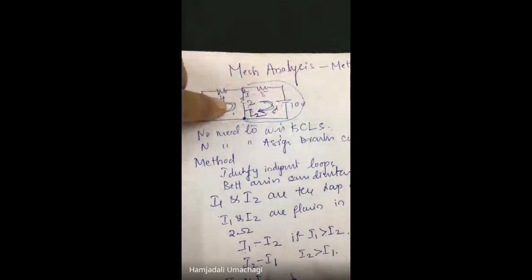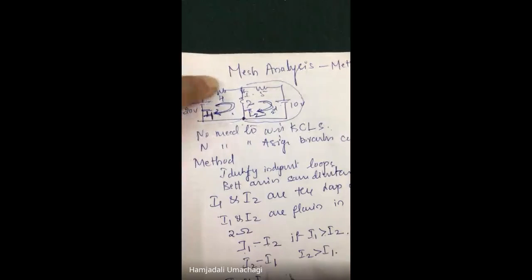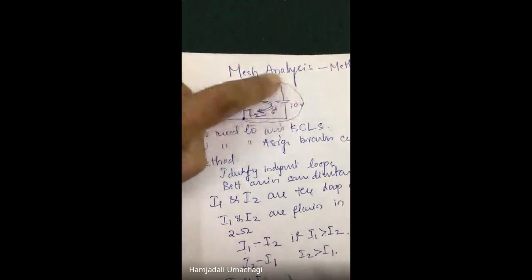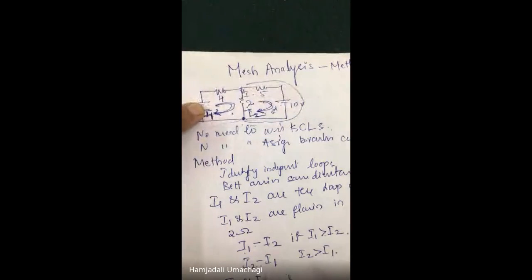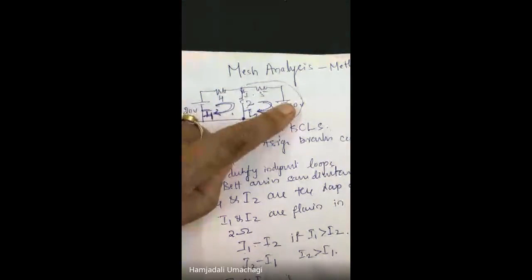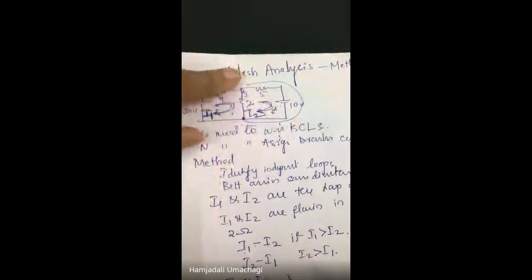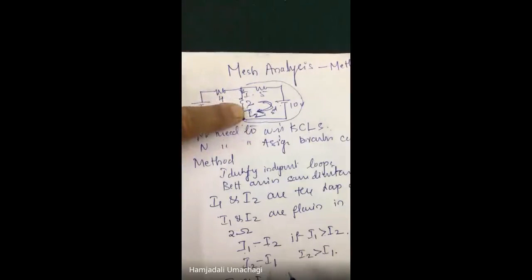Between the first loop and the second loop, there is a common branch that is carrying a 2 ohm resistor. This is an independent branch. This is also an independent branch. This branch is carrying one voltage source and resistance. This branch is carrying another voltage source with a series resistance. And this branch is carrying only one resistance.